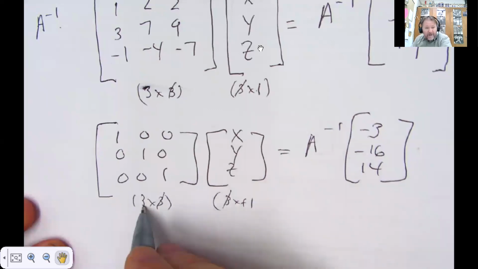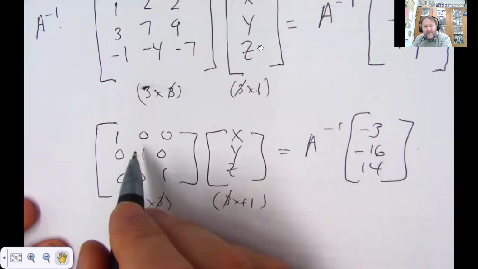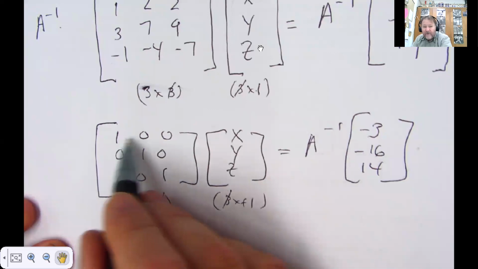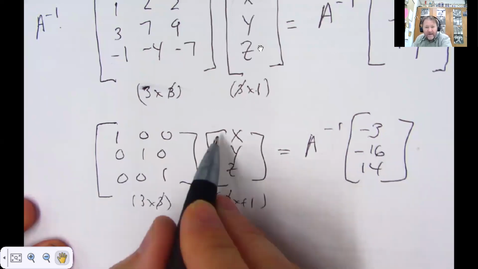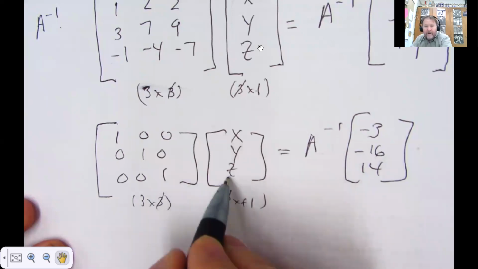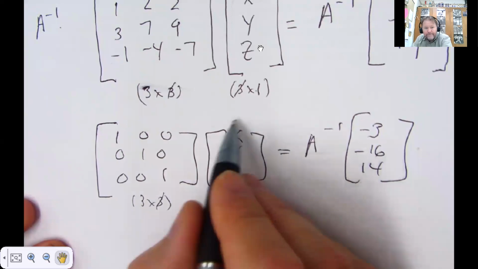So it's going to be 3 rows, 1 column, the result. Yes, it is. Let's do it. We're going to multiply row 1 by column 1 to get that entry, and that's going to be x plus 0 equals -3. So we're going to try to find the x value.